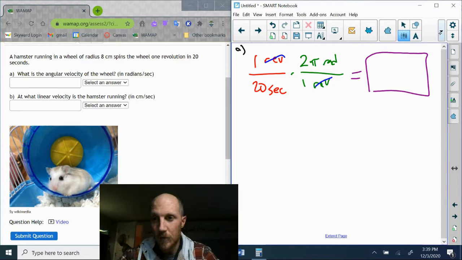So I am going to multiply straight across the top. 1 times 2 pi is going to give me 2 pi as my numerator, and 20 seconds is going to be on the bottom. Forgot my radians up there.